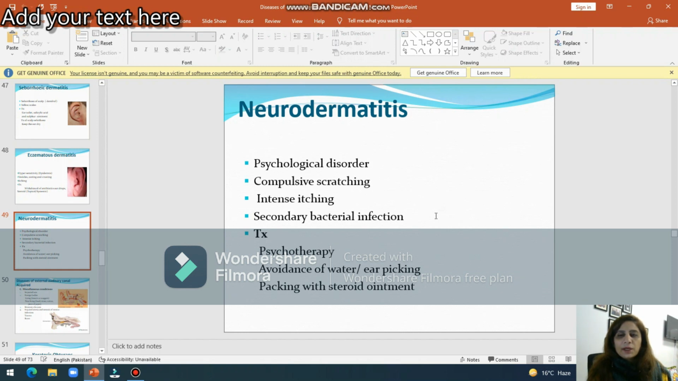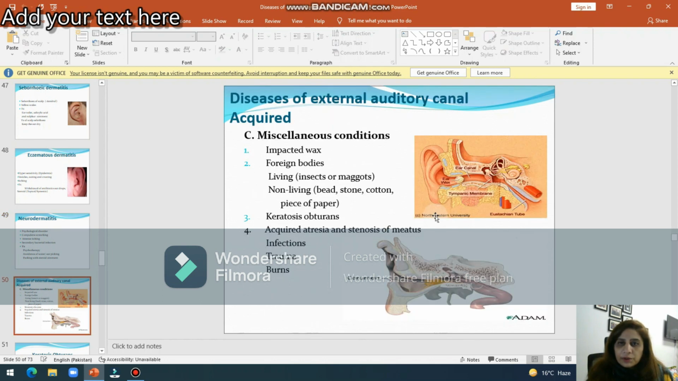Treatment is psychotherapy, reduce the stress of the patient, avoid ear drops, and ask the patient to keep his ear moist. The patient can also use olive oil to moisturize the external auditory canal, and you can also pack the external auditory canal with the help of steroid ointment.